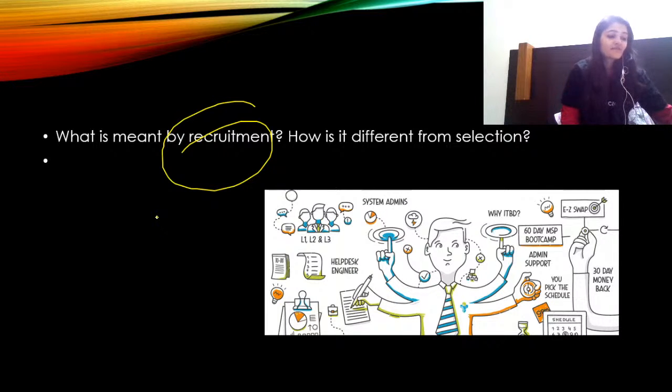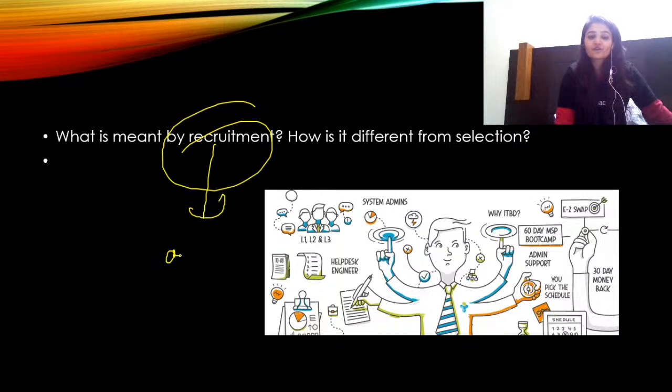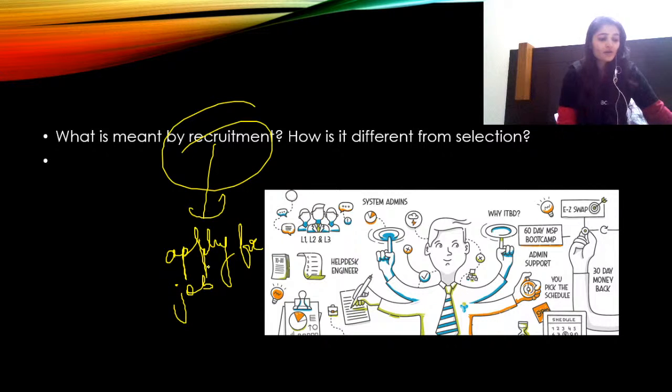Apply for job. It refers to the process of inducing the people, encouraging the people to apply for a job in the organization. Okay. After assessing the number and type of employees required, the manager tries that more and more people should apply for the job so that the organization can get a choice and select the better candidate. Okay, is it clear?